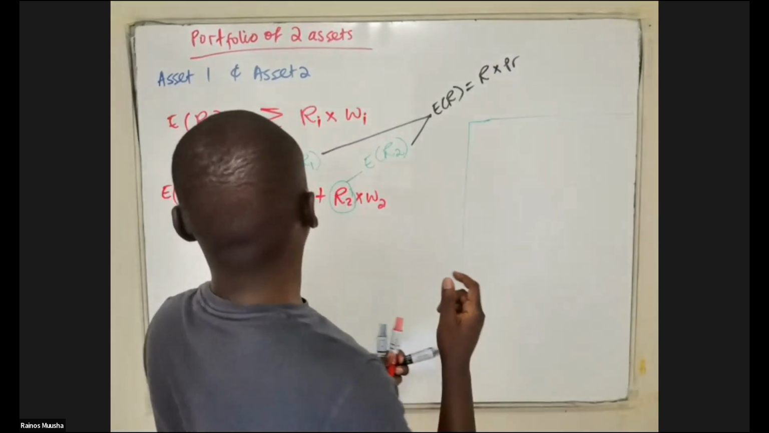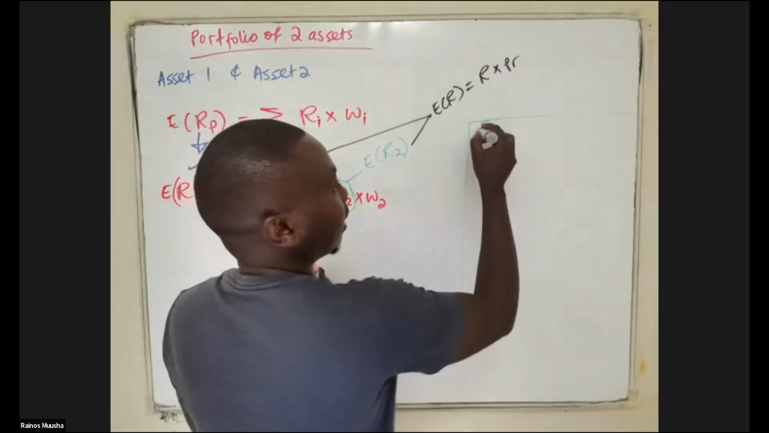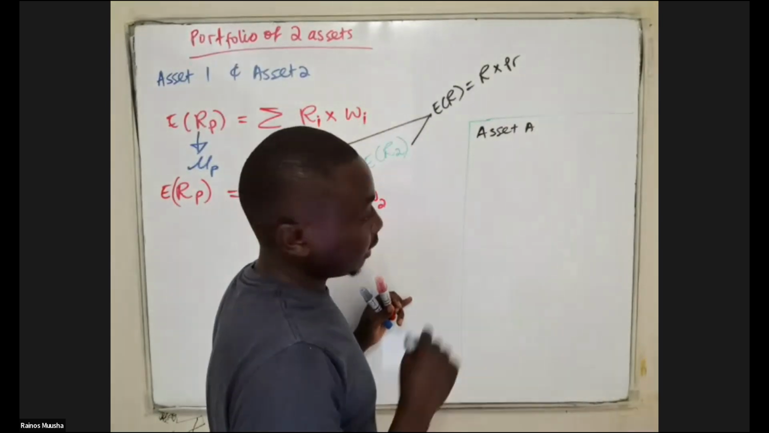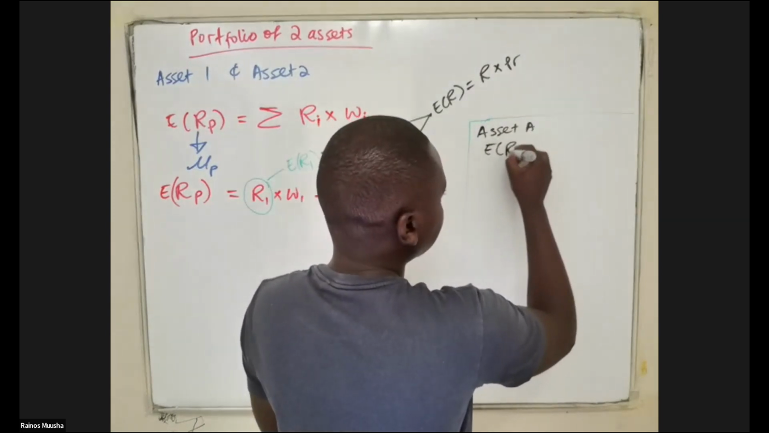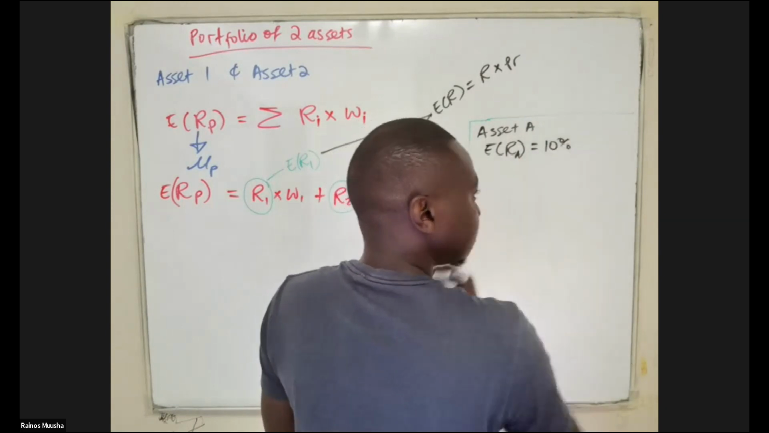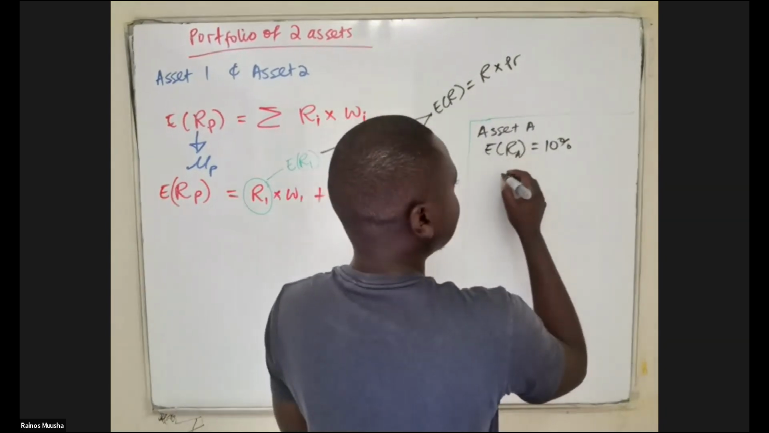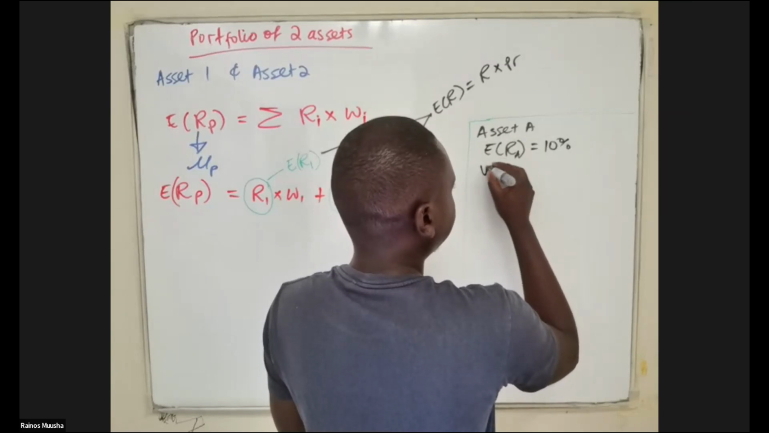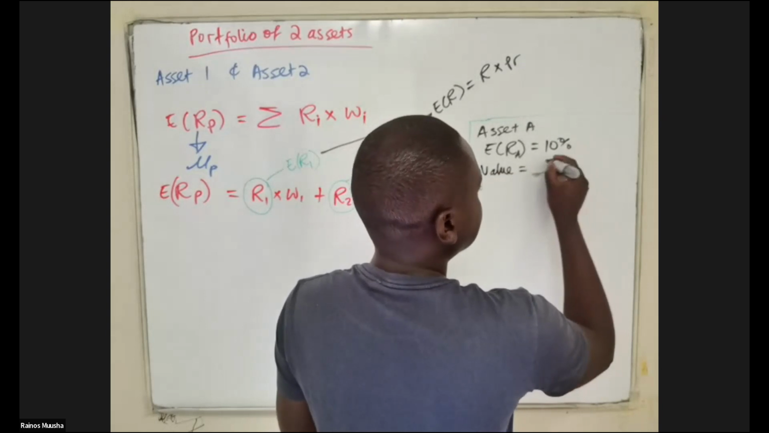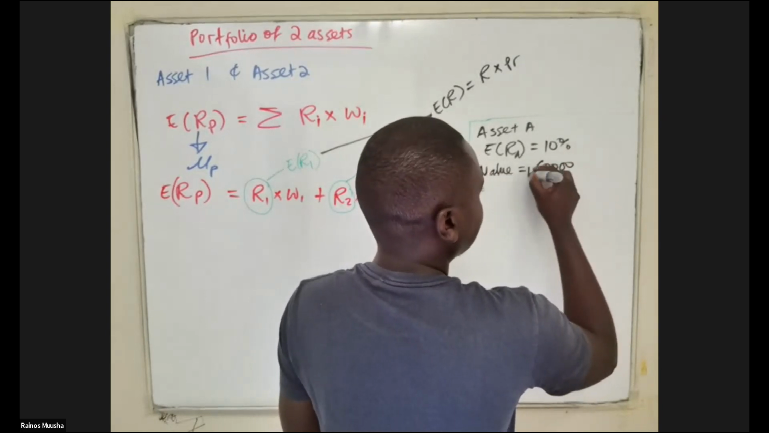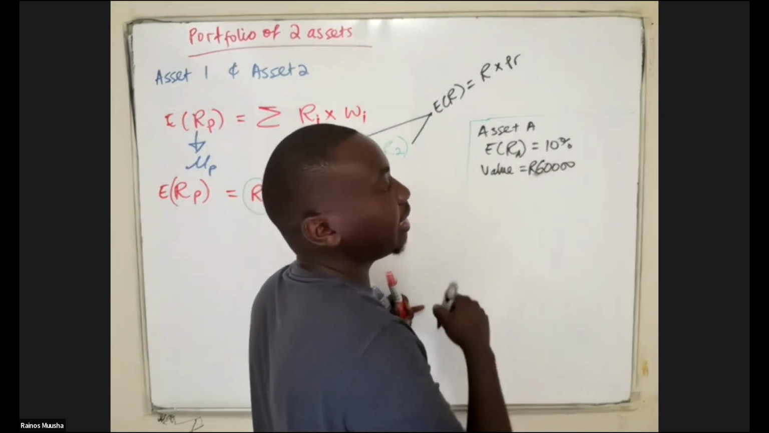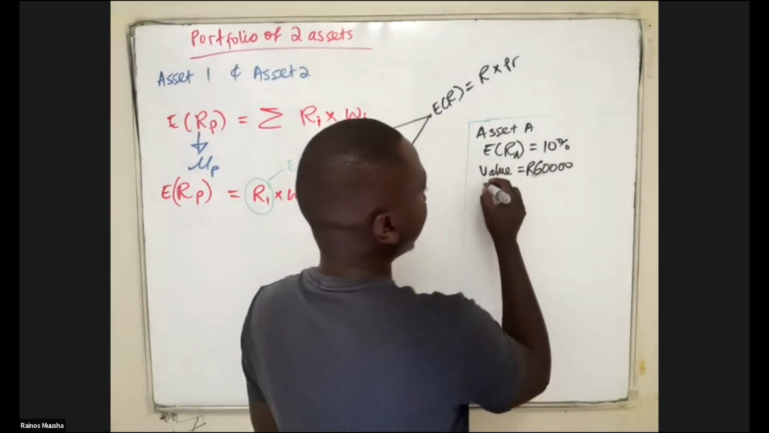you have asset A, right? You have asset A, and for asset A, you calculate the expected return of asset A, which you got to be 10%. And you also see that in asset A, the value of investment in asset A is equal to, let's say it's 60,000, right? That's how much is the value of asset A in the overall portfolio. Then you also have asset B.